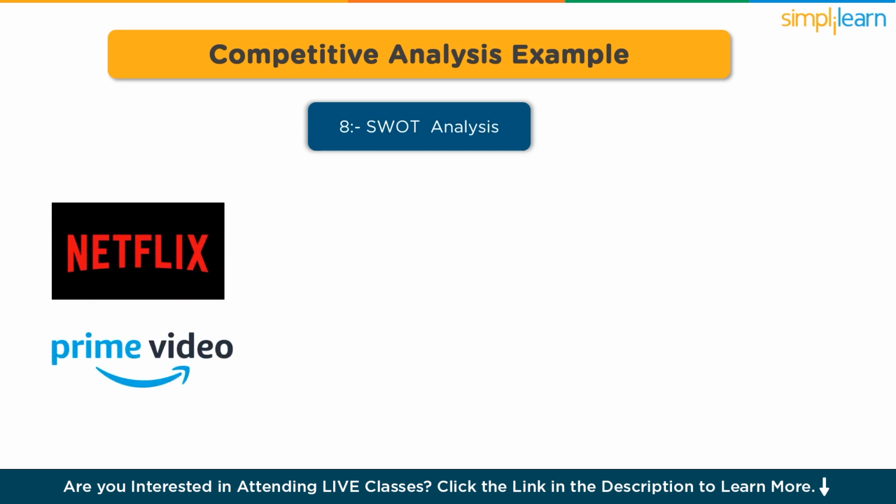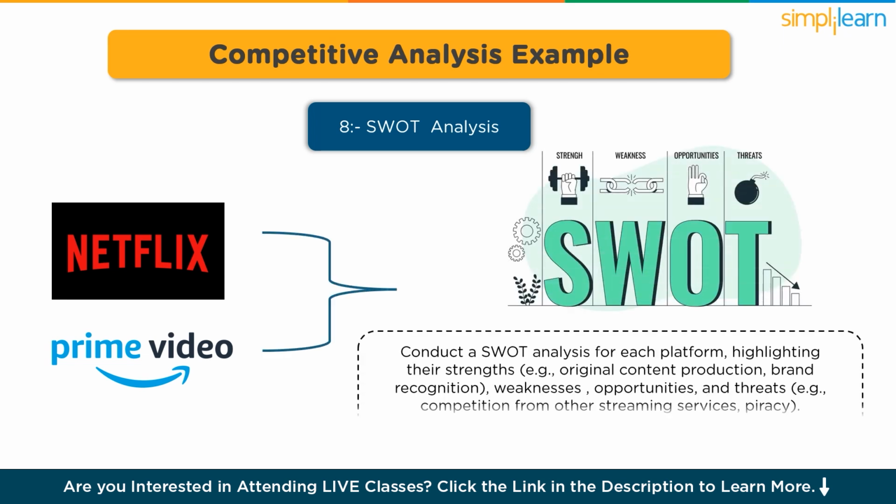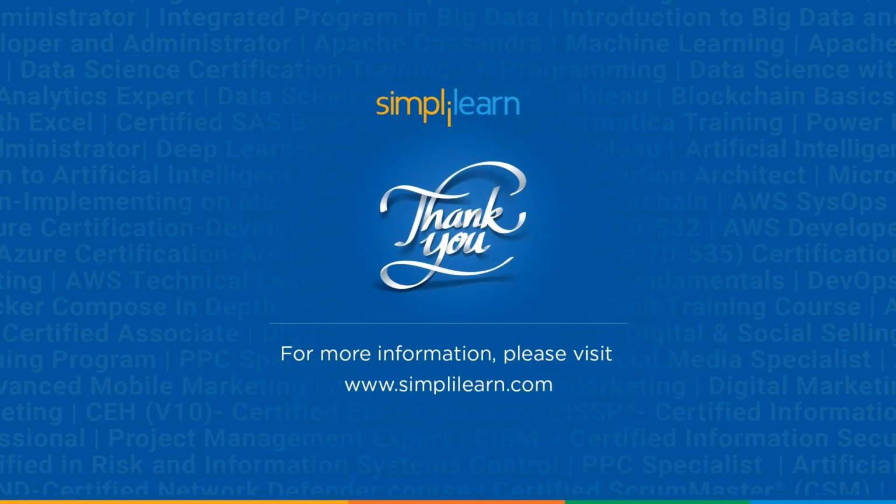Conduct a SWOT analysis for each platform, highlighting their strengths, e.g., original content production, brand recognition; weaknesses, e.g., content licensing costs, regional restrictions; opportunities, e.g., international expansion, partnerships with content creators; and threats, e.g., competition from other streaming services, piracy. By conducting a thorough competitive analysis, both Netflix and Amazon Prime Video can identify areas for improvement, capitalize on market opportunities, and maintain their positions as leading players in the streaming media industry.